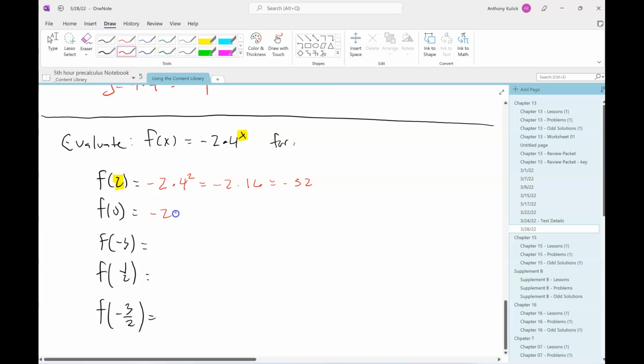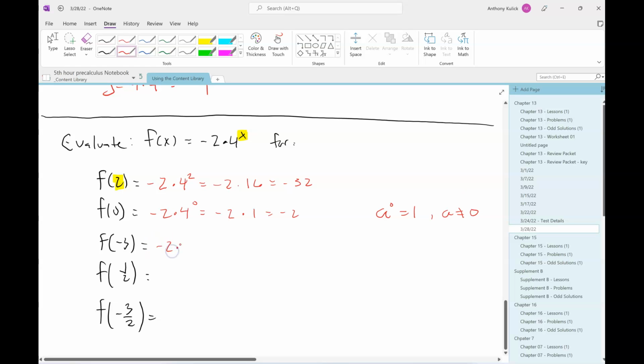All right, next one, we're going to put the zero in. Oh no, what's 4 to the zero mean? Not zero. 1. So the rule there that we're needing is that anything to the zero power is equal to one other than zero. Zero to the zero is undefined.